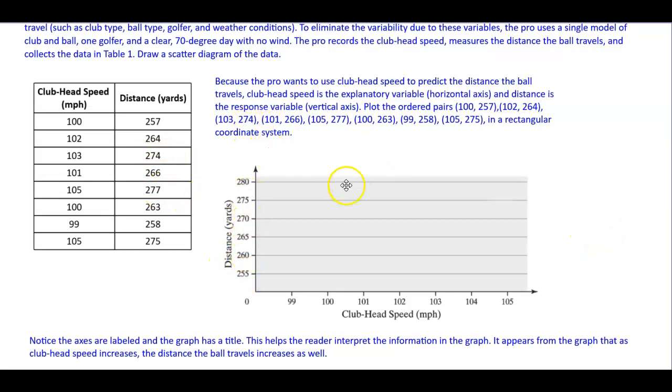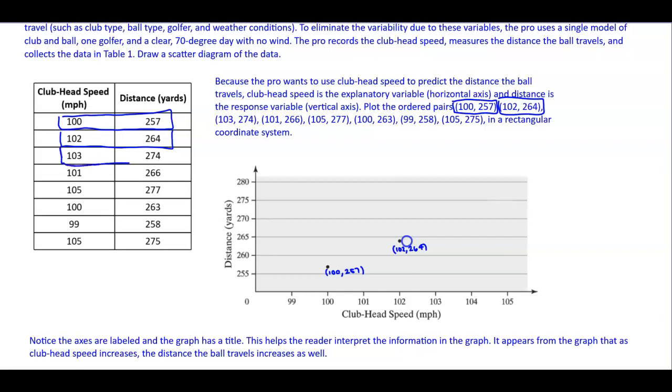So now what we're going to do is plot each particular point. We can see here that this first one, 100, 257, is our first ordered pair. So this first point here represents 100 and 257. Our next point is 101 and 264, and again, we're getting that from our data. Now we're going to go to 102 and 264. So here's our next point, which is 102 and 264.